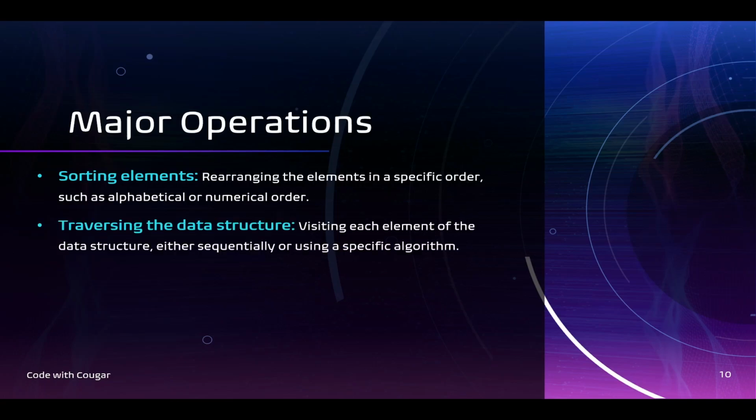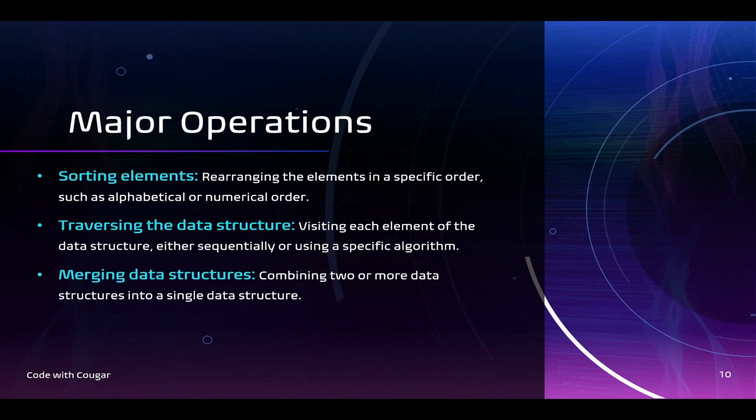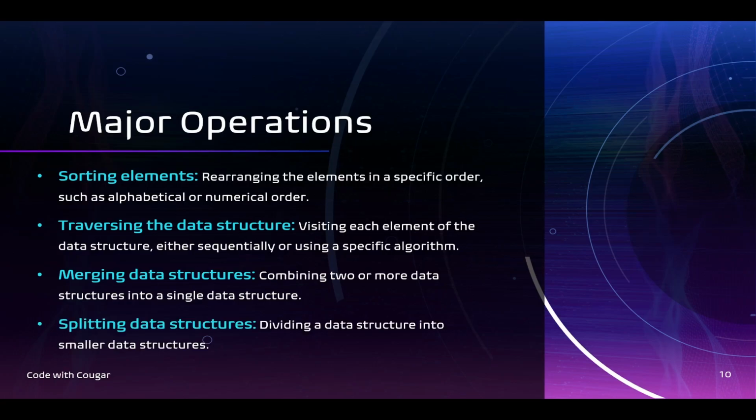Then we have a traversing operation. This operation involves visiting each element of the data structure either sequentially or using specific algorithms. For example, traversing a tree using a depth first search algorithm, or traversing the elements of an array in a linear fashion. Then we have a merging operation that we can perform on data structures. So this operation basically is combining two or more data structures into a single data structure. Then we can also split data structures. So this is dividing a data structure into smaller sub sections or subparts.